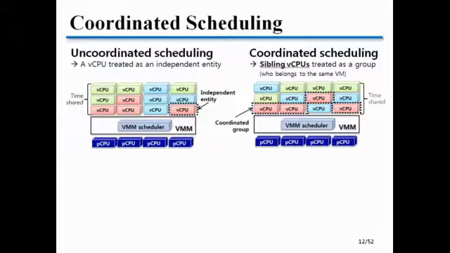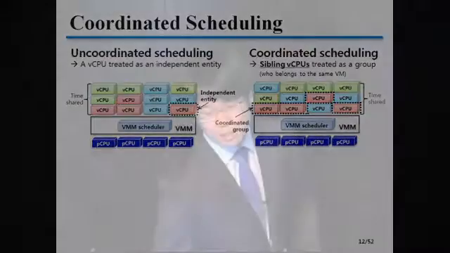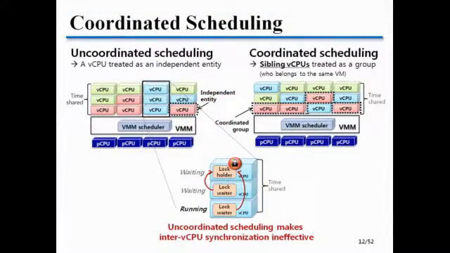Uncoordinated scheduling considers each vCPU as an independent entity, trying to maximize the CPU utilization. On the other hand, coordinated scheduling makes a decision based on sibling vCPUs that belong to the same VM. As you can see from this case, uncoordinated scheduling could have a serious drawback caused by the contention between sibling vCPUs that are dependent on each other, thereby leading to inefficient synchronization performance, like this figure.